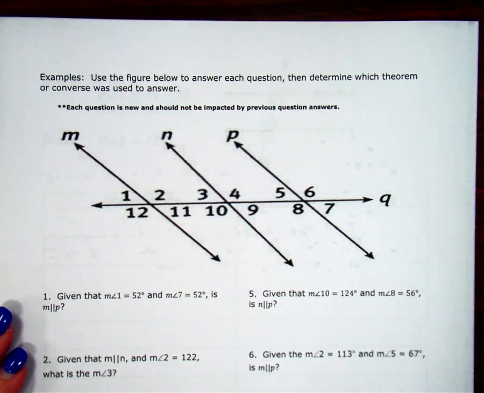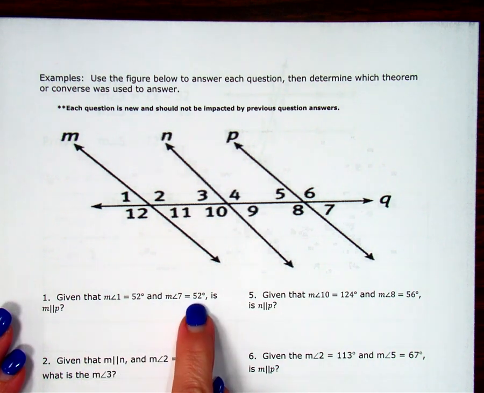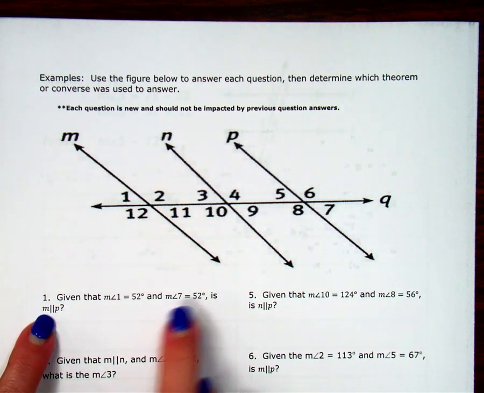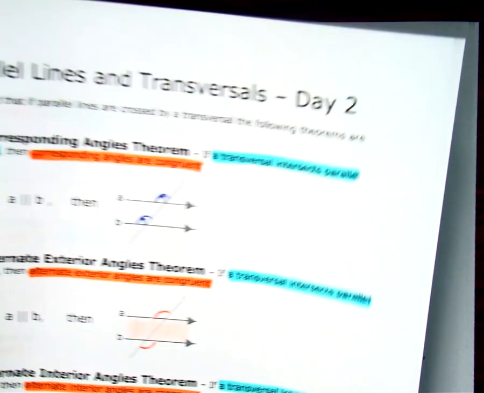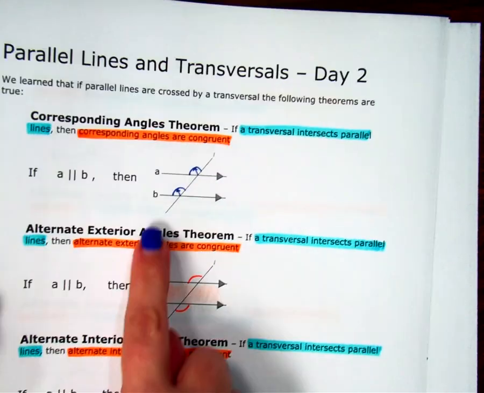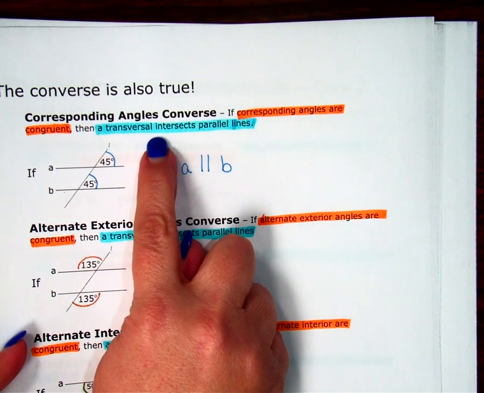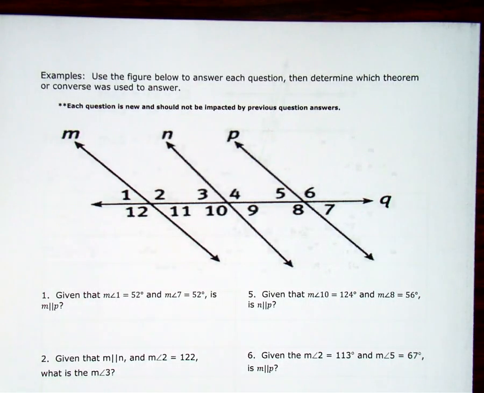So when I look at number 1, it tells me given that the measure of angle 1 is 52 and the measure of angle 7 is 52, it wants to know, is line M parallel to line P? So I'm trying to prove that lines are parallel. Which one concludes that lines are parallel? Not the theorems. Those don't conclude my lines are parallel, right? But look at my converses. My converses all conclude that I've got parallel lines.